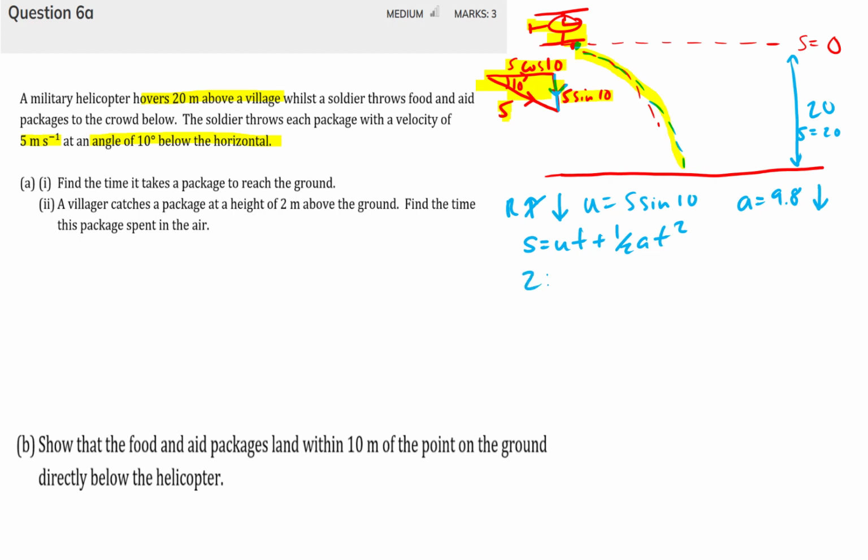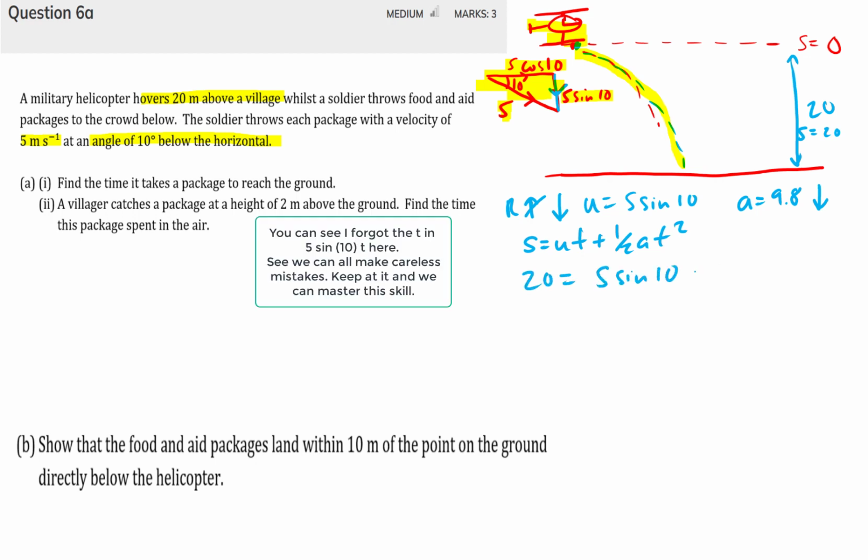Substitute our numbers in, we get 20 equals 5 sine 10 t plus a half of 9.8 is 4.9 t squared. Let's rearrange that to make a quadratic. So we get 4.9 t squared plus 5 sine 10 t minus 20 equals 0. Solve that using the quadratic formula using your calculator.